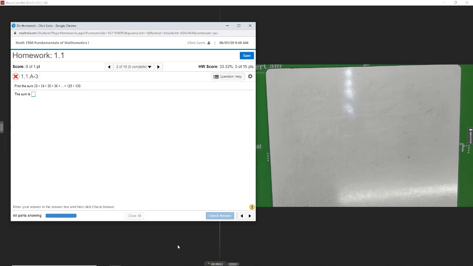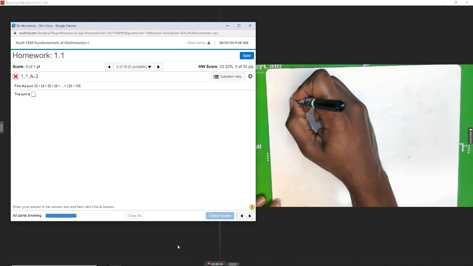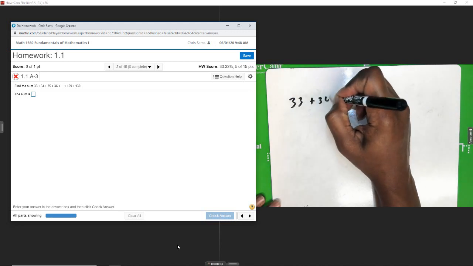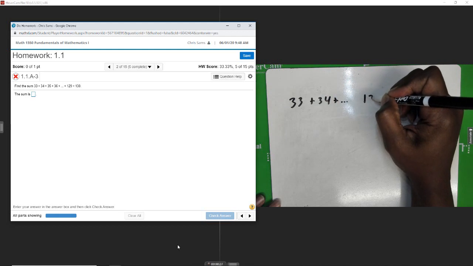All right, question number 2. We want to find the sum of this sequence. So there's a couple things you can do. Notice that the sequence doesn't start from 1. But as you notice, it is counting by ones. It's starting at 33 and then going to 34 and so on, all the way up to 130.